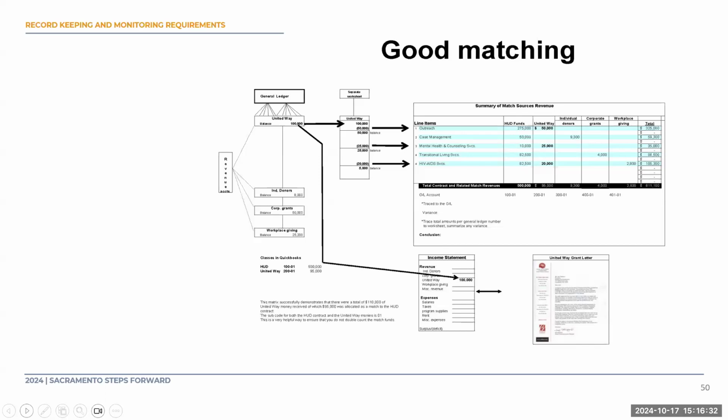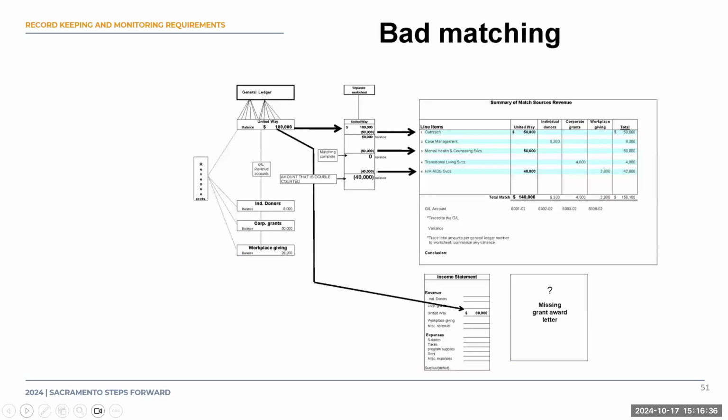The next slide is a bad example. You'll see the letters missing. The numbers don't add up. I have $100,000, but I spent $140,000. That means somebody isn't actually getting the dollar. We're not actually providing that service. So if the math doesn't add up and you can't back up what happened, this is going to raise questions. This is that trace-it-through, work with your finance department. So, next slide.